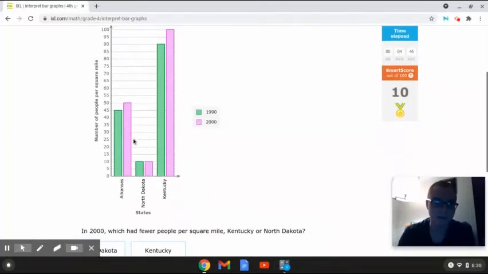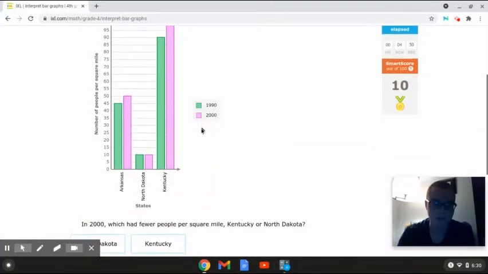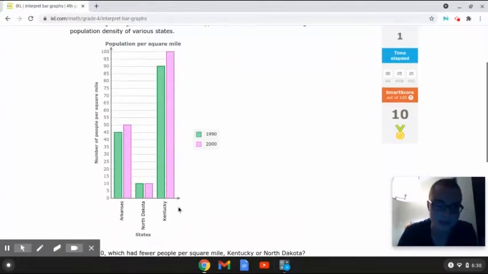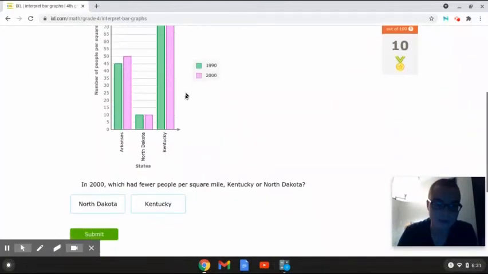Alright, so if we look, it says in 2000, so we're going to be looking at the pink part. And we're going to be focusing on North Dakota and Kentucky. So if we look, North Dakota had 10 people per square mile in 2000. And Kentucky had 100 people per square mile in 2000. And this question is asking which had fewer. So 10 is less than 100, so therefore North Dakota had fewer people per square mile.